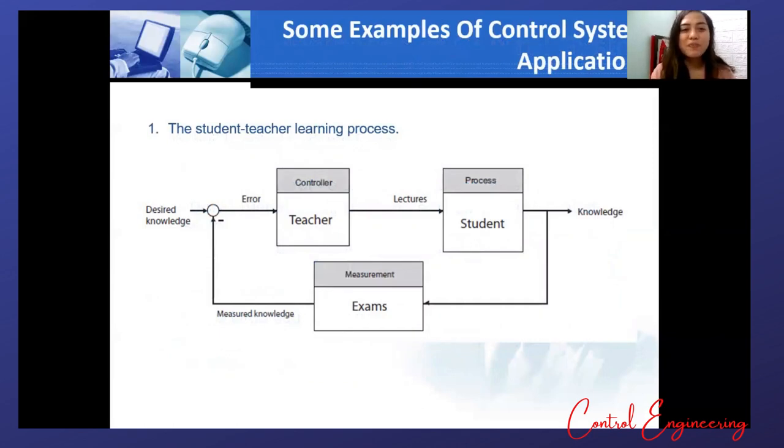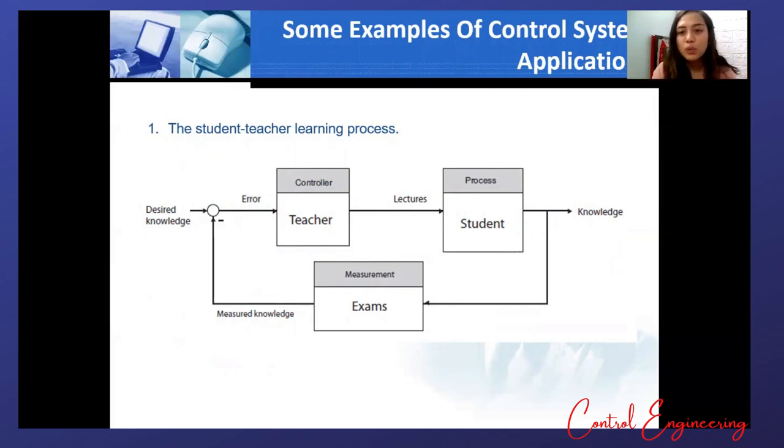So this is the student learning process. For example, we have desired knowledge, which we apply to the control system. Then of course we will know our errors. So this goes into the controller, for example the teacher, me. Then, because we know the error, the teacher goes to the student with the lectures to be given. Then that is the process.